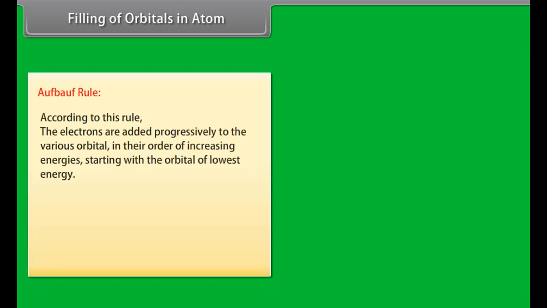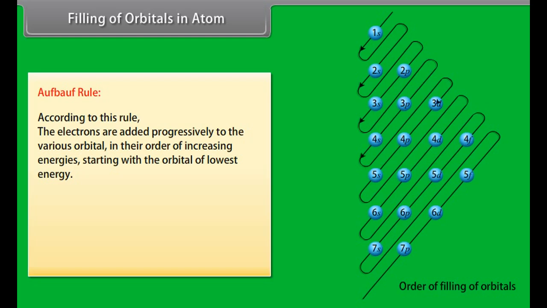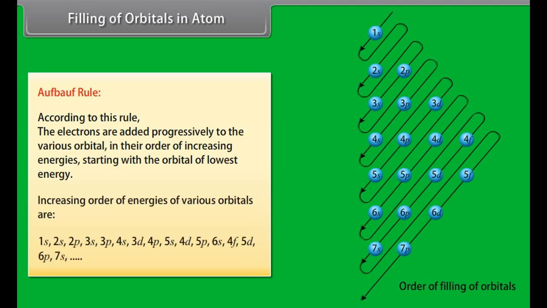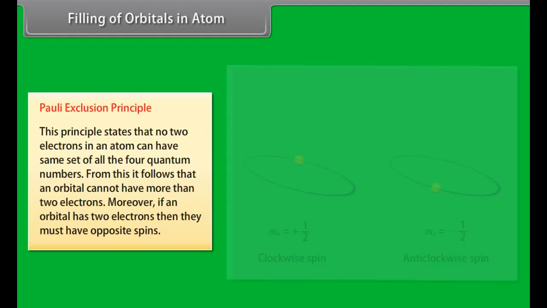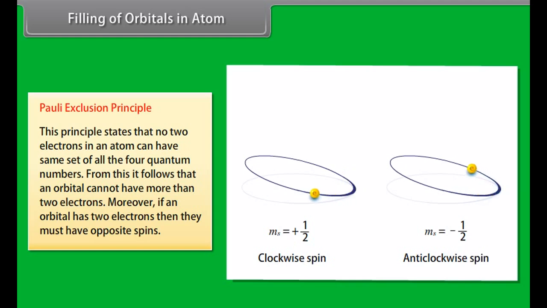Filling of orbitals in atoms. Aufbau rule. According to this rule, the electrons are added progressively to the various orbitals in their order of increasing energies, starting with the orbital of lowest energy. Increasing order of energies of various orbitals are: Pauli's exclusion principle. This principle states that no two electrons in an atom can have the same set of all the 4 quantum numbers. From this, it follows that an orbital cannot have more than 2 electrons. Moreover, if an orbital has 2 electrons, then they must have opposite spins.